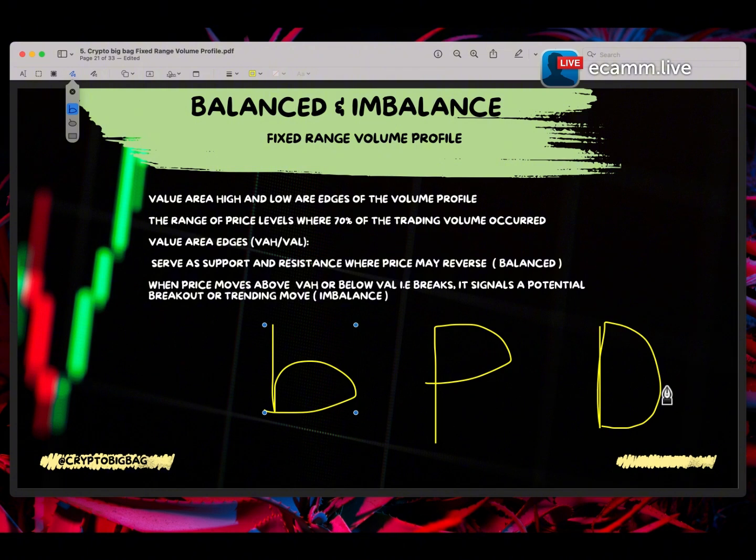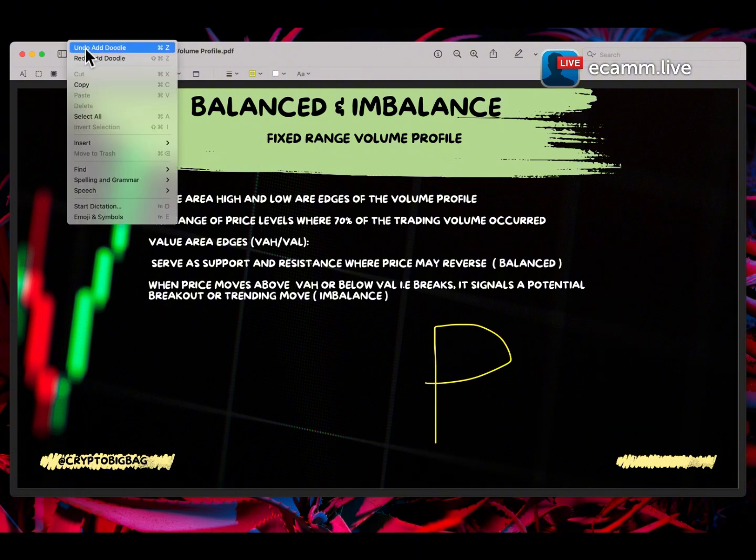This type of profile signifies whether price or the market is in balance or imbalance. A P-shaped profile occurs when price breaks out of balance and is trying to seek a new balance. A P-shaped profile is where price breaks from a balance and tries to seek a new balance.